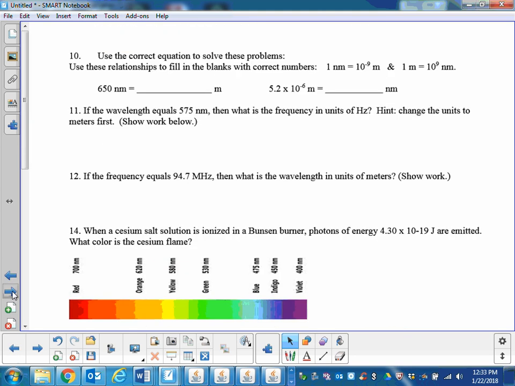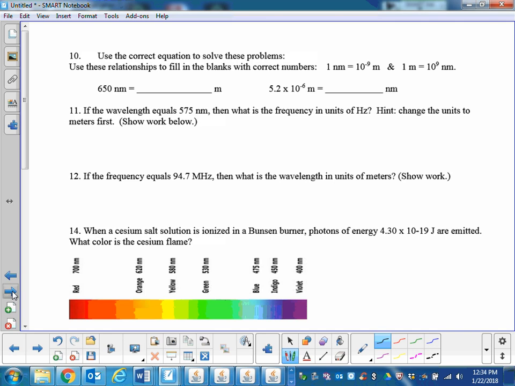problems using the two equations that we learned. What were the two equations that we learned? c equals lambda nu, E equals h nu. Alright? So before that, we should know how to convert nanometers to meters back and forth. Why should we know to convert between nanometers and meters?